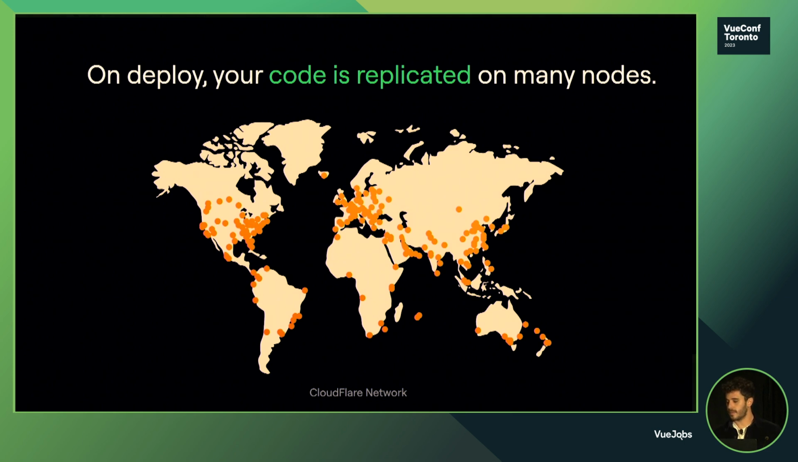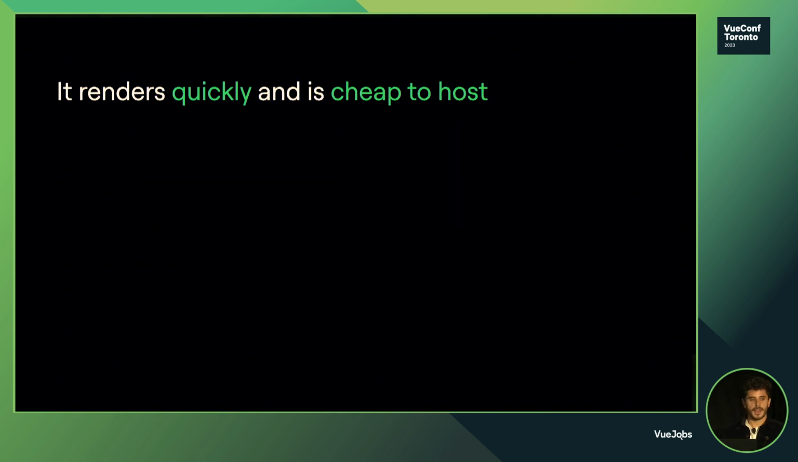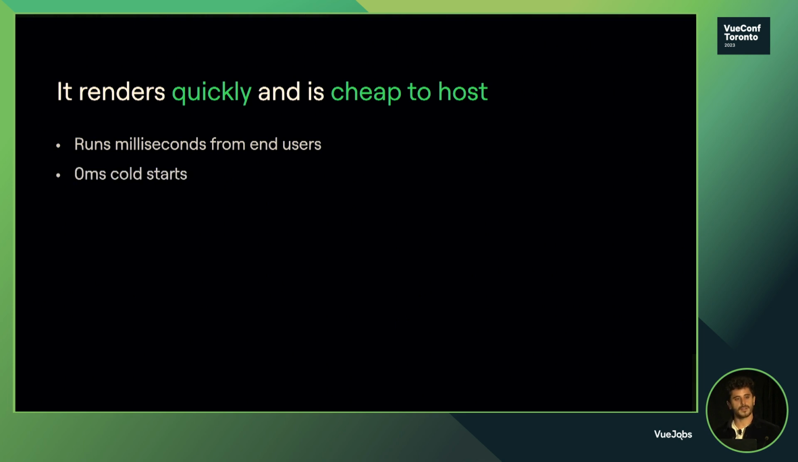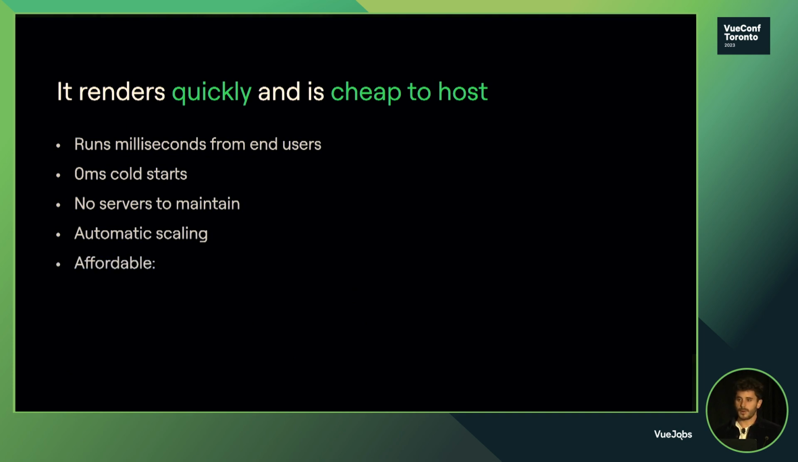And this is an example of the Cloudflare network. And it has many advantages. It renders quickly, so we're talking about milliseconds from your end users, whatever they are in the world. It has 0 millisecond cold start compared to AWS Lambda, where it has to warm up a server. You have no servers to maintain. It scales automatically. It is quite affordable.